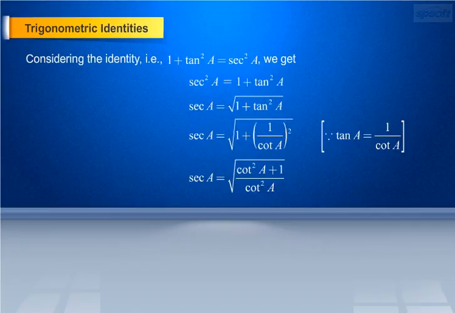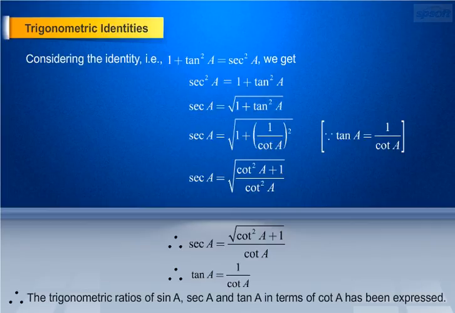On simplification, we get secant A equals square root of cot square A plus 1 by cot square A. Therefore secant A equals square root of cot square A plus 1 by cot A. Therefore tan A equals 1 by cot A. Therefore the trigonometric ratios of sin A, secant A and tan A in terms of cot A have been expressed.